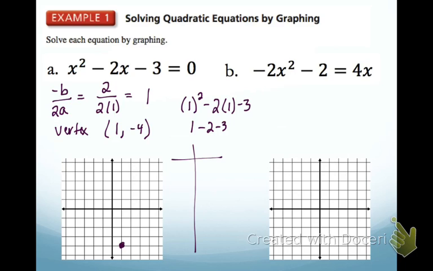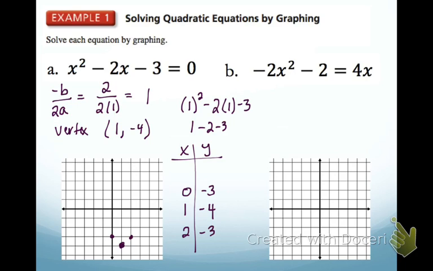Okay, so now we need to find some more points on here. I'm going to make my table here, put my vertex in the middle. So let's find a point to the left and to the right of this vertex. If I plug 0 into my function, I will get out -3. And since parabolas are symmetric, I know that if I plug 2 in, I'll also get out -3. So (2, -3) and (0, -3).